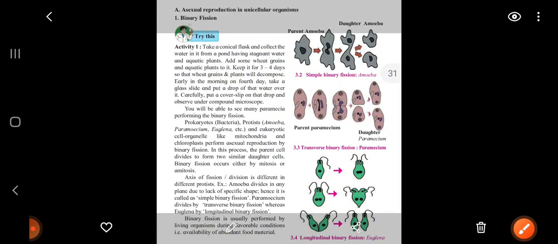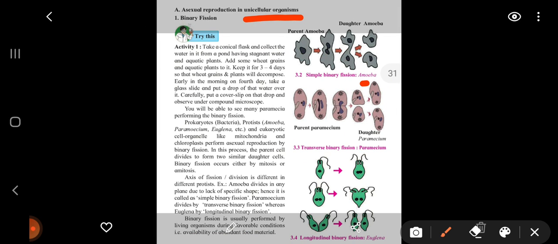So let us start with asexual reproduction in unicellular organisms. Okay, so the first type is binary fission. So binary fission, the name itself says when something divides into two, it's called binary fission. Okay, so it's an activity where you are supposed to take some warm water from a pond having stagnant water, so you will find some organisms. If you prepare a slide and keep it under the microscope, you will find some microbes dividing.